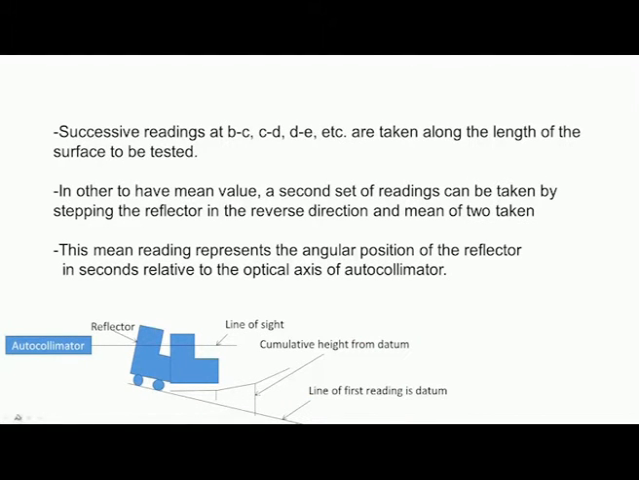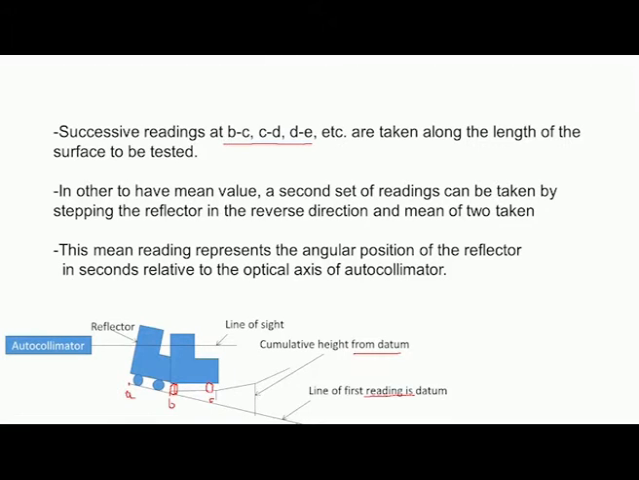Now, you can see here, this is the first location. This is A and this is B. This line is taken as the datum. With respect to this, this is the second position, this is C. Now, B, C, C, D, D, E like this, the autocollimator micrometer readings should be taken at different locations, and all the readings should be added, then we get the cumulative height from the datum.